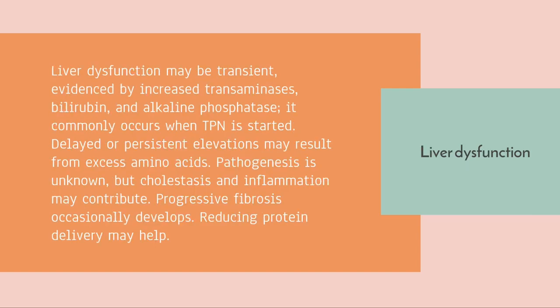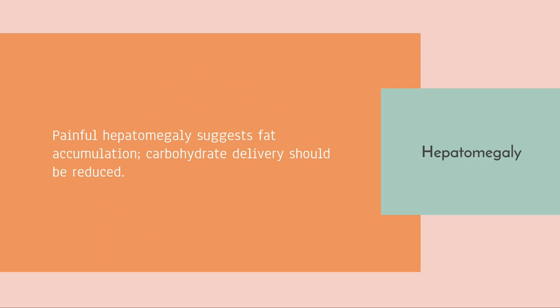Liver dysfunction may be transient, as evidenced by increased transaminases, bilirubin, and alkaline phosphatase. It commonly occurs when TPN has started. Delayed or persistent elevations may result from excess amino acids. Pathogenesis is unknown, but cholestasis and inflammation may contribute. Progressive fibrosis occasionally develops, and reducing protein delivery may help. Painful hepatomegaly suggests fat accumulation. Therefore, carbohydrate delivery should be reduced.